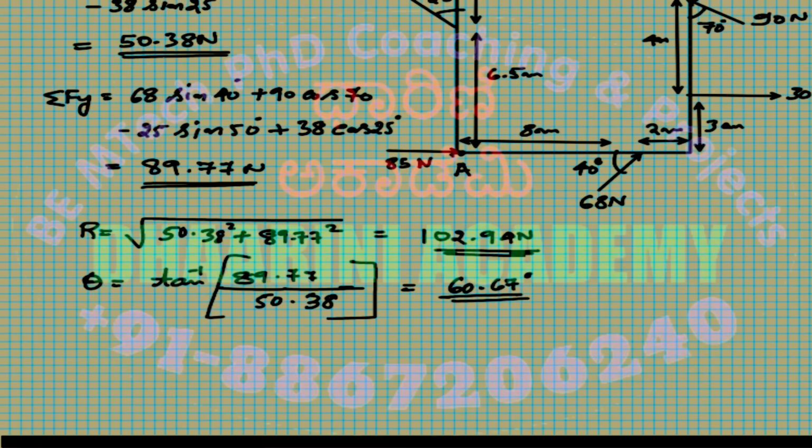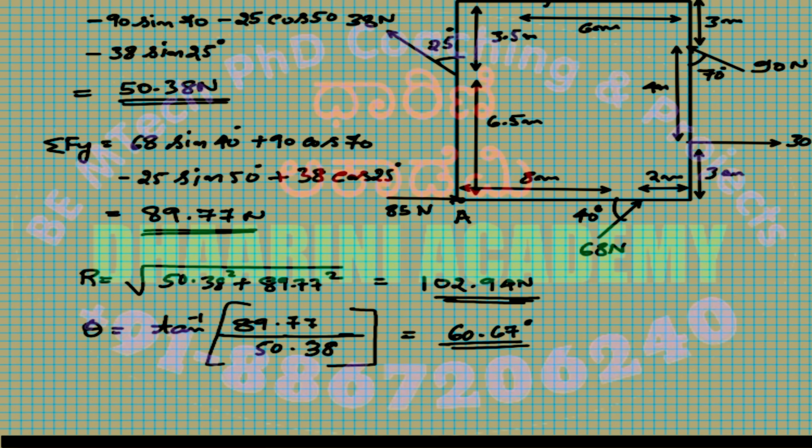All right. So my intention is to calculate the sum of the moments of all the forces with respect to point A. Let's start with the 85 Newton. 85 Newton passes through that point A, so moment is equal to 0. Then move to the next one, so 68 Newton, 40 degrees.